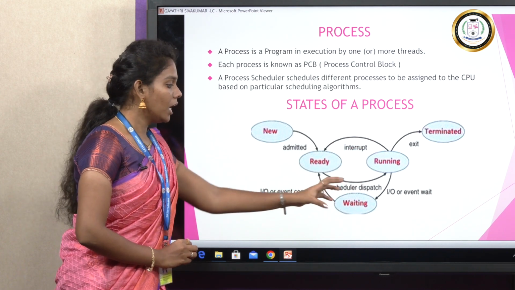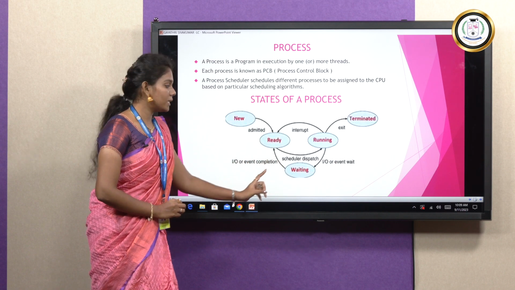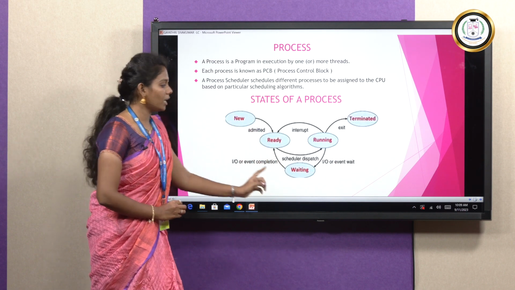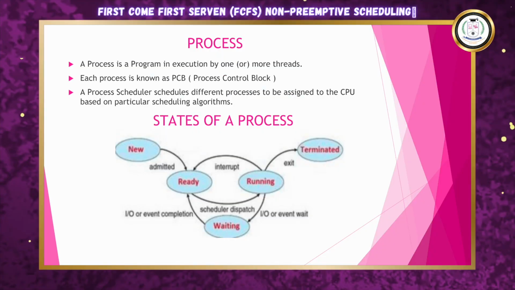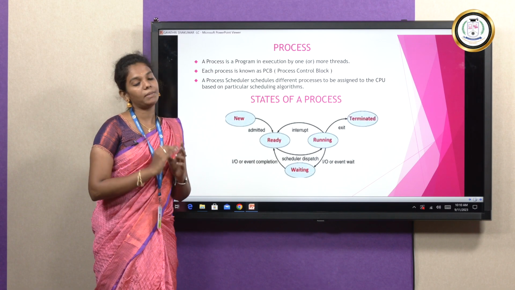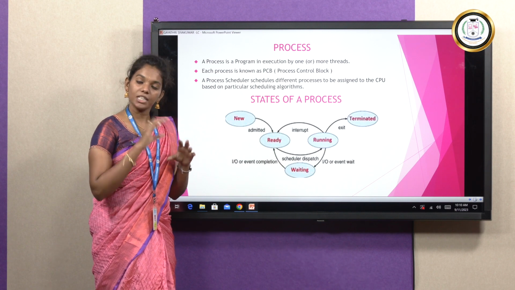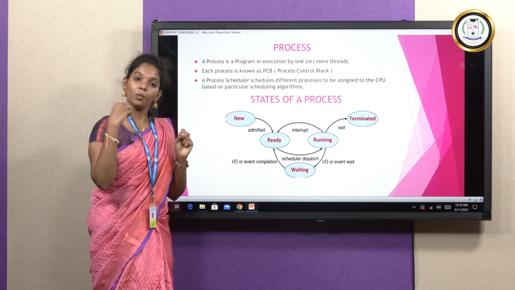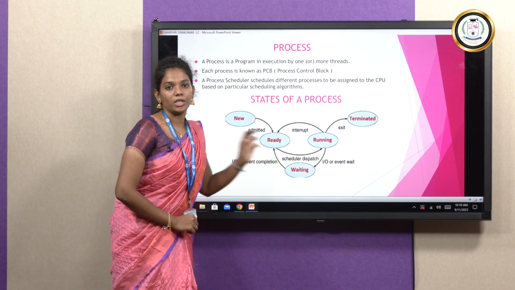And from here, once the input and output completion is done, the process moves to the ready state. From here it goes to termination. Terminated is also called exit. So termination is where, once the complete execution is finished, the OS will terminate the process and remove it from the main memory. This is how the process states are going to work.